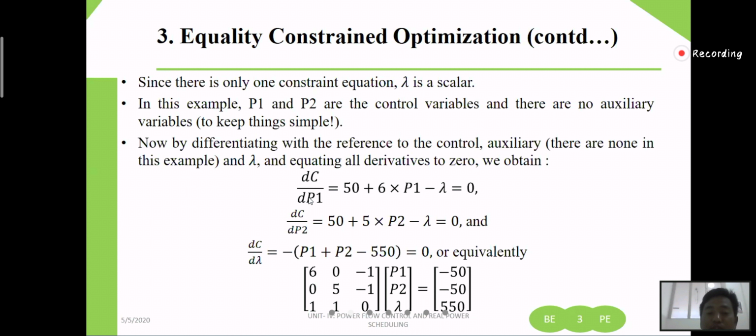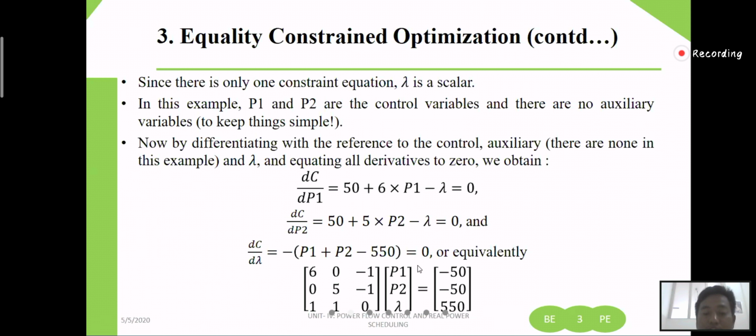Now in such a case, how to solve this? Differentiate with respect to the control variables. Here the control variables are P1 and P2, there are no auxiliary variables in this example, and then lambda, and equating all derivatives to 0 we obtain the solution. So after forming the composite cost function, to carry out the optimization you differentiate the cost function with respect to the control variables, the auxiliary variables if there are any, and lambda, and equate to 0.